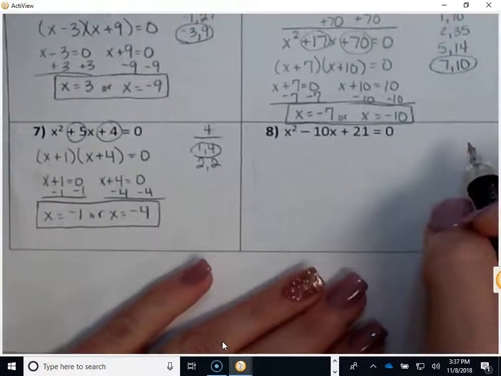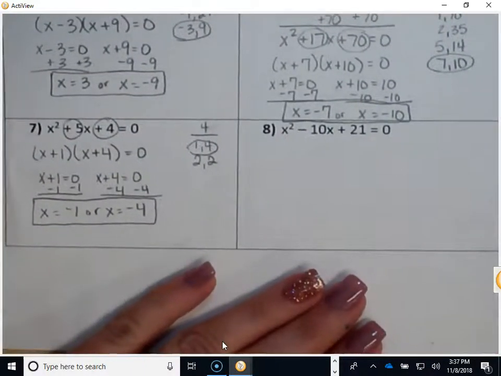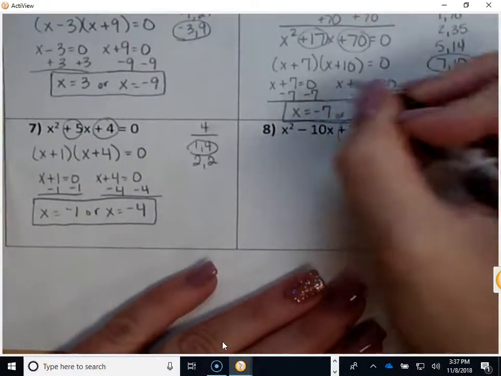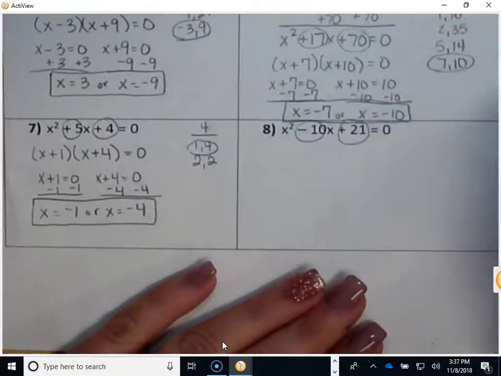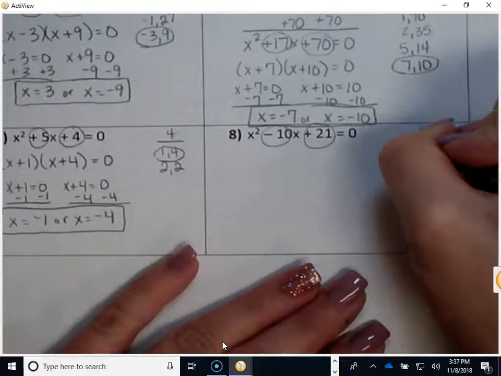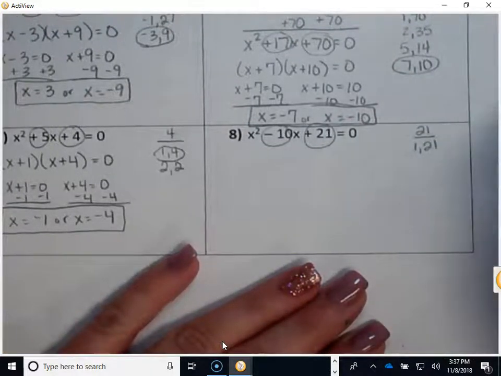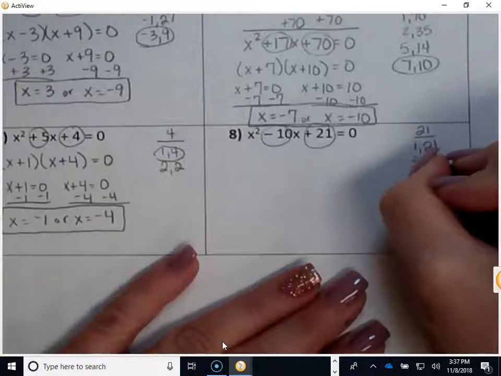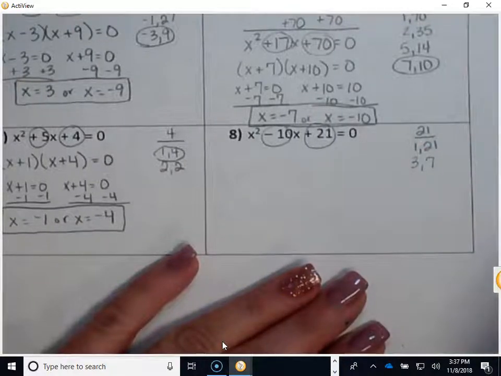Last but not least, it is already set equal to 0, so we don't have to worry about that. We just need to factor. We need factors of 21, and we need those numbers to add up to give us a negative 10. So factors of 21 would be 1 and 21. 2 does not go in evenly. 3 goes in 7 times. And those are all my factors.